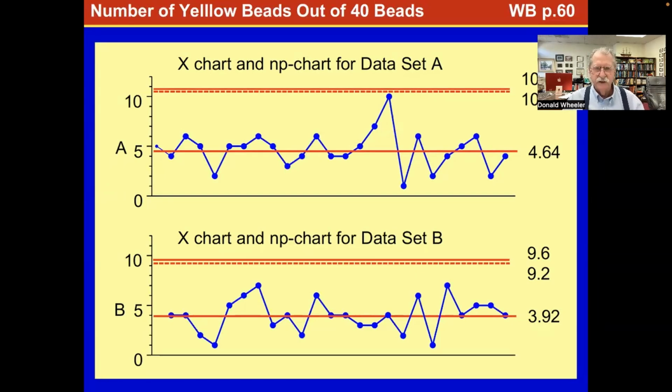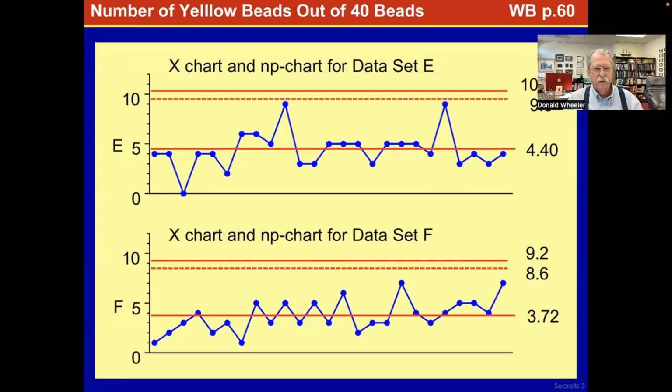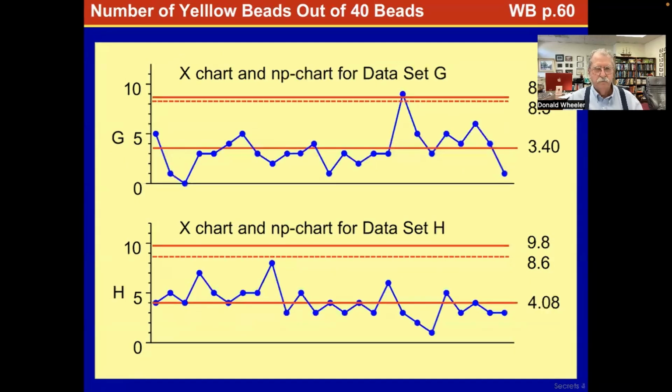Here we have the sets A and B. Of course, the X chart and the NP chart have the same running records since they are showing the same data. Moreover, the X chart and the NP chart have the same central lines, even though the computations look different. So the only difference between an X chart and an NP chart is how they compute the 3 sigma distance for the limits.